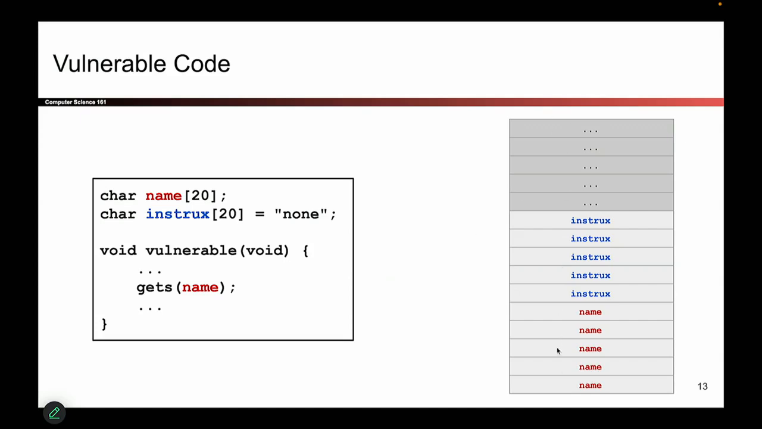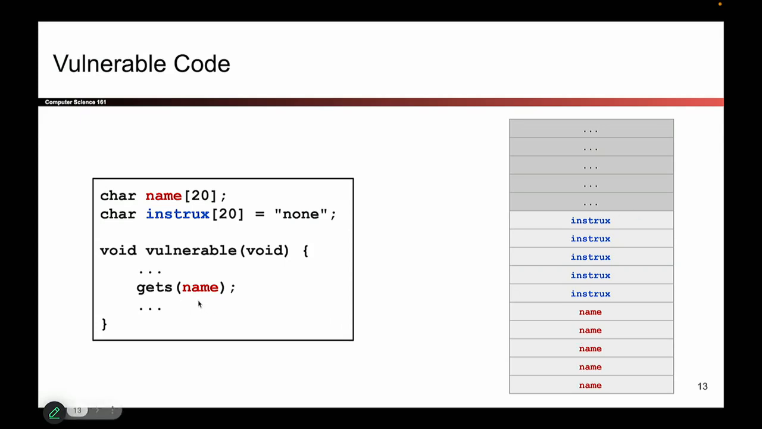This is what memory would look like. It's our old favorite memory layout. I have 20 characters, which is 5 rows, each row being 4 bytes, for name, and then another 5 rows for the instructions character array. And here I put name below instructions because they're in the static part of memory. Not really important, but that's the memory layout that corresponds to this code.